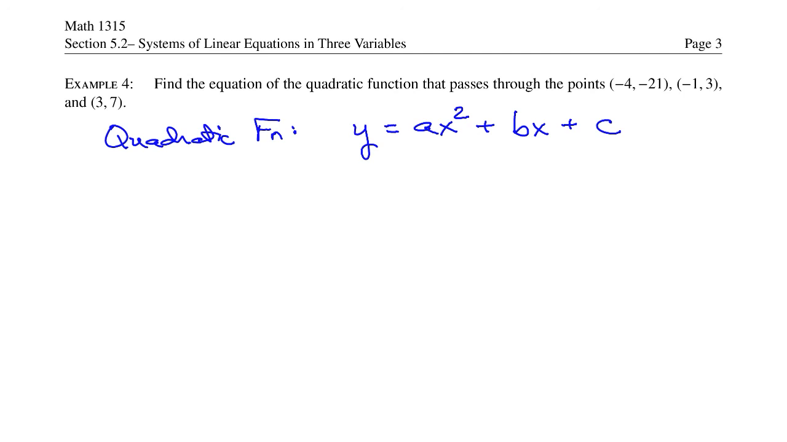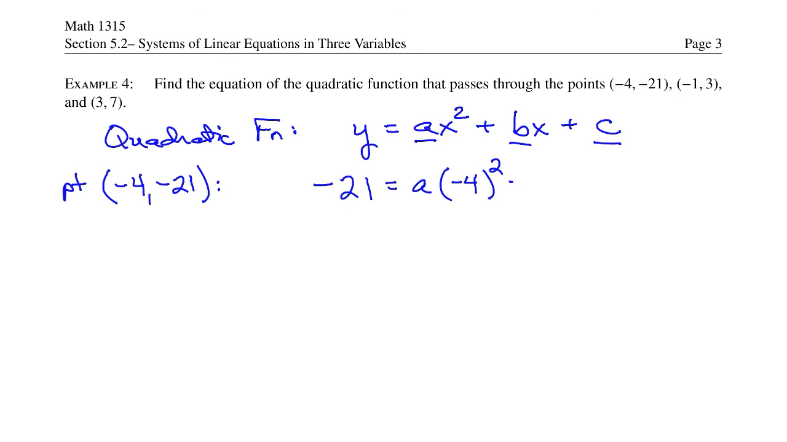And in order to find the exact equation of the quadratic function that's going to pass through these 3 points, I just need to identify what the a, the b, and the c should be. Well, let's create 3 equations here. I'm going to use each of these points separately. By starting with the point (-4, -21), we know that the y value is -21, and that is the result of plugging in -4 for x. And so we will get a times (-4) squared plus b times -4 plus c.